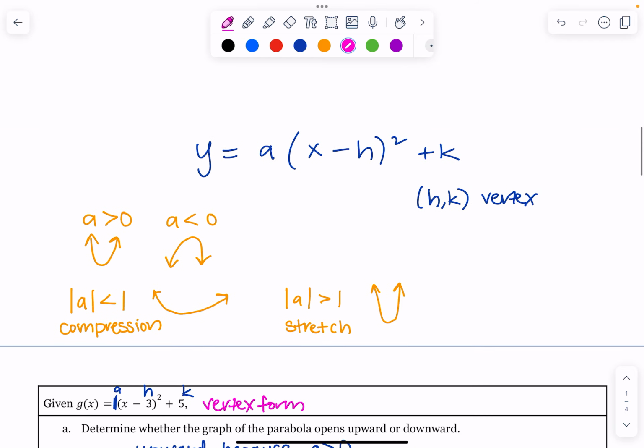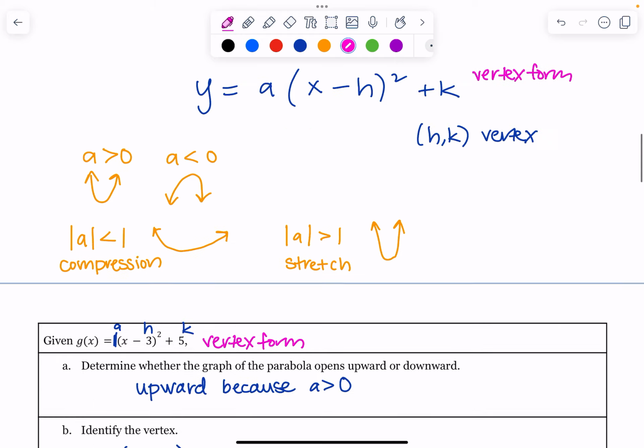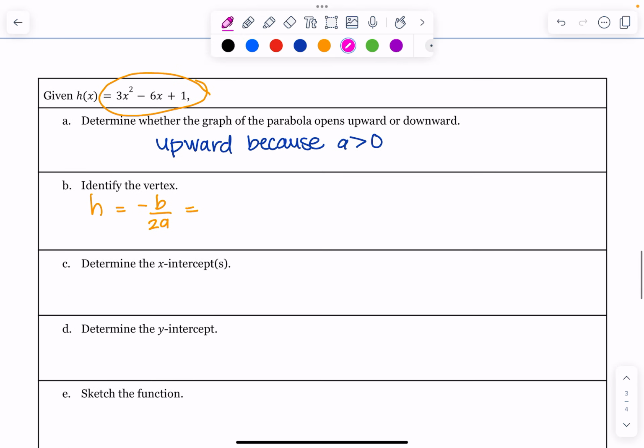I'll write that here too. Okay, but standard form is just no parentheses. So when we're given standard form, we can use this formula here. And when we do that, we're going to have negative, negative 6. Sorry, this is A, B, and C.